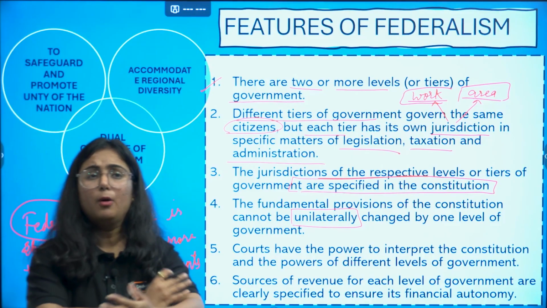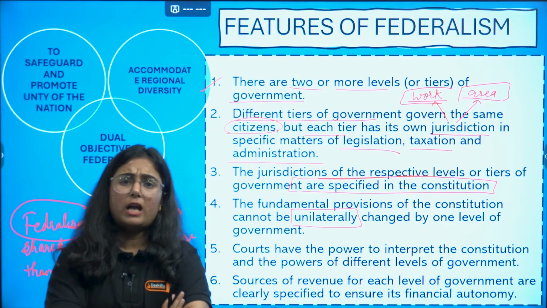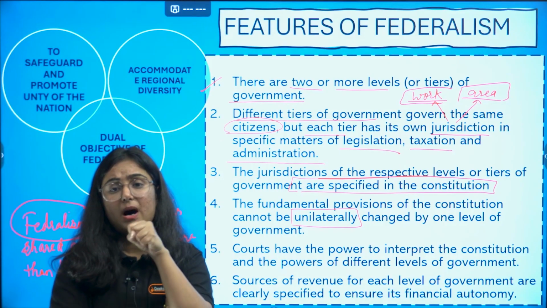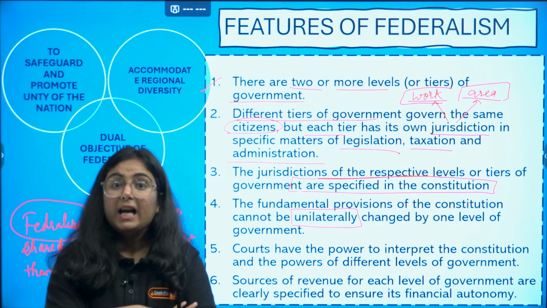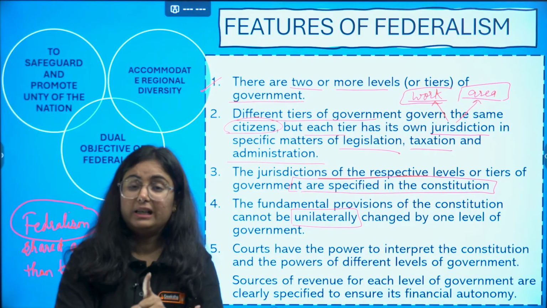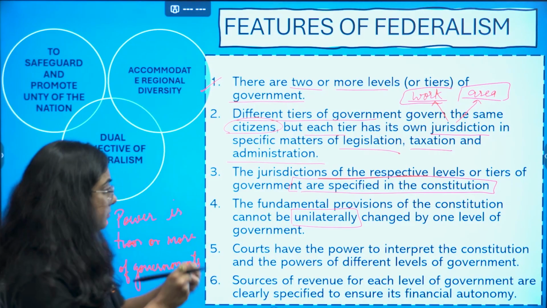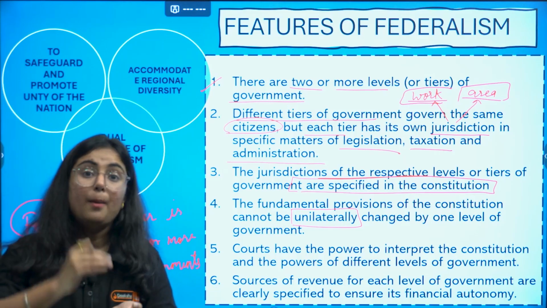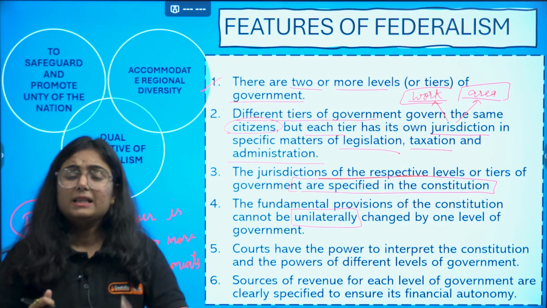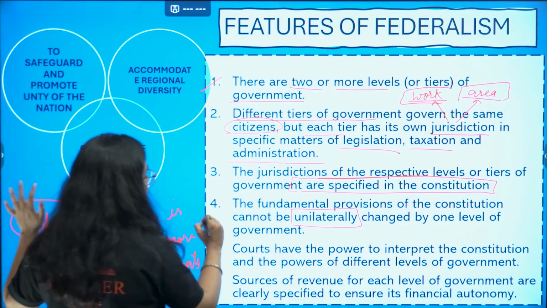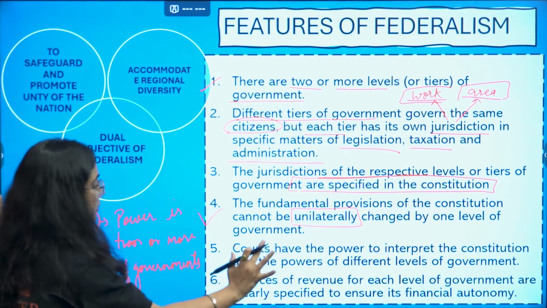Like the central government one day thought that I should have more power, so what can I do? I can take some powers from the state government, right? Is it possible? No. Because it cannot be changed unilaterally. It should be changed only when it is accepted by both levels of government. That means both the central and the state government. So this fundamental provision cannot be changed unilaterally.